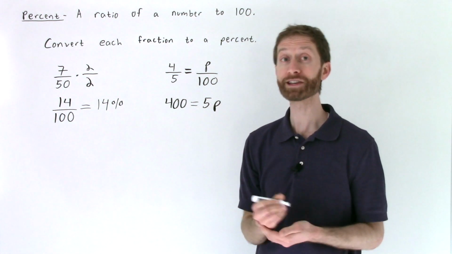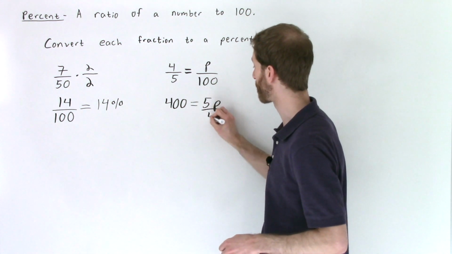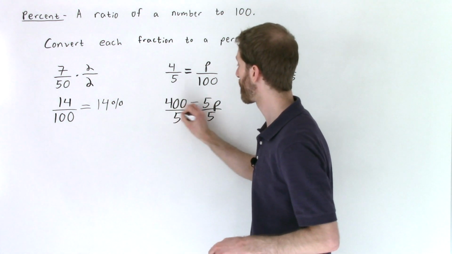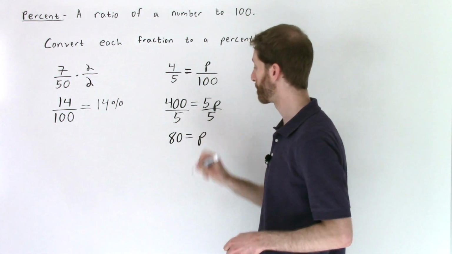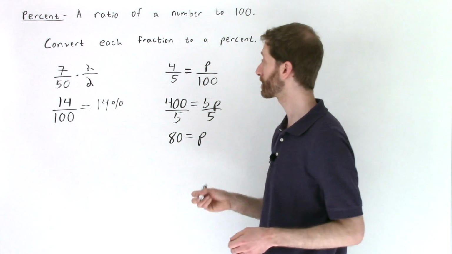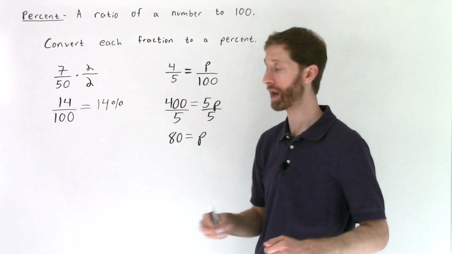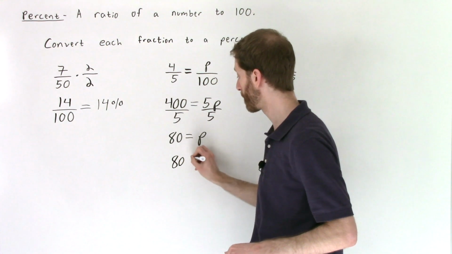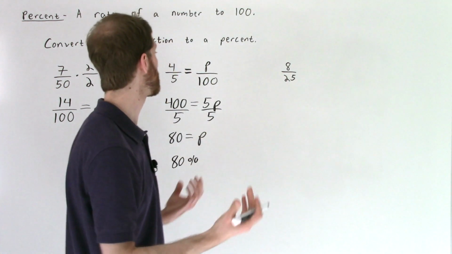What we have left is an equation to solve. So I undo multiplication by 5 by dividing by 5 on both sides. And that leaves me with 80 is equal to P. So what is our percent? Well, it's 80% because P is that number that we're going to get out of 100. So that is 80%.